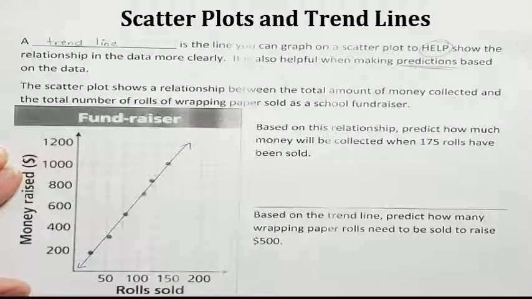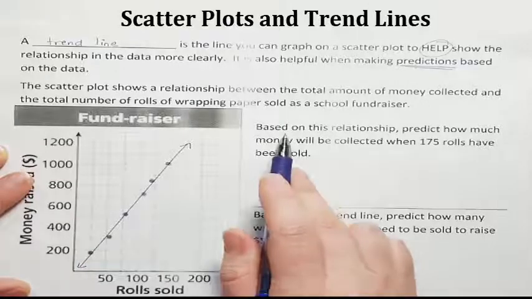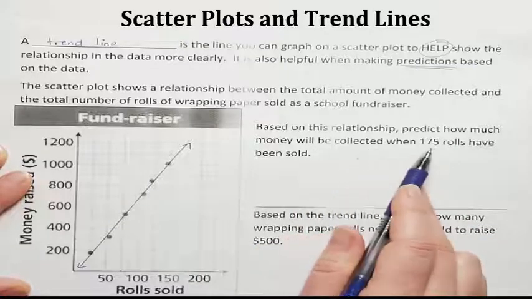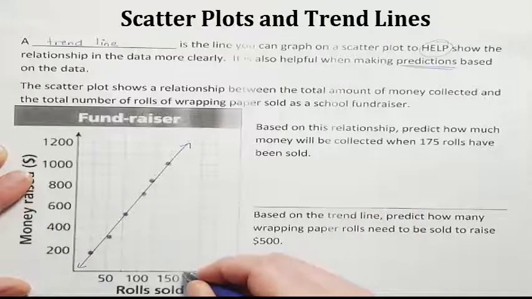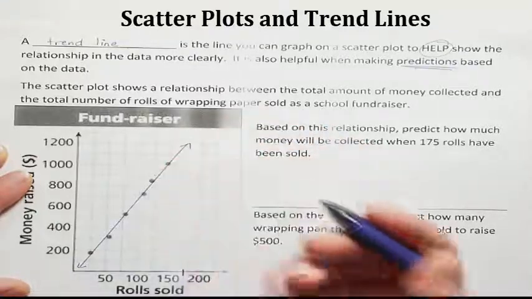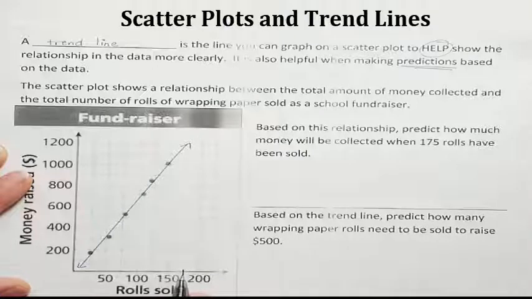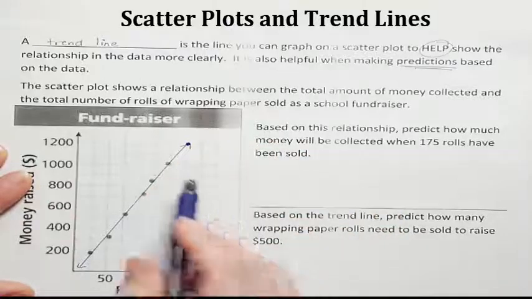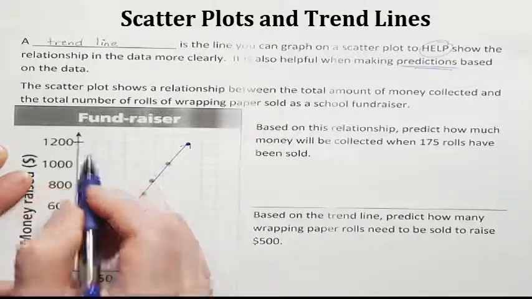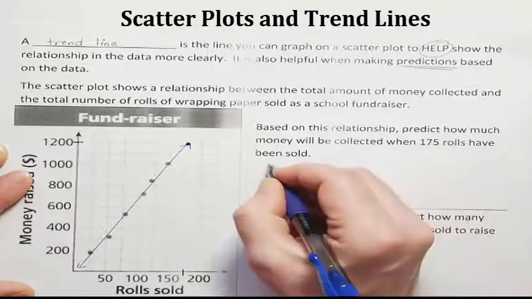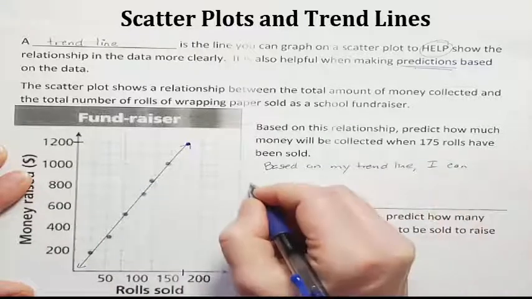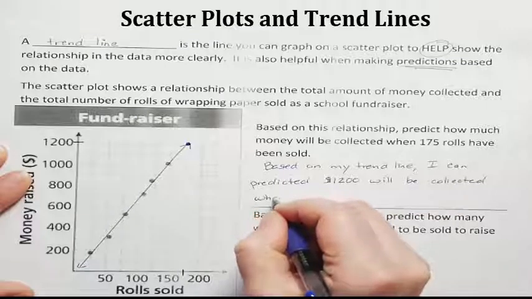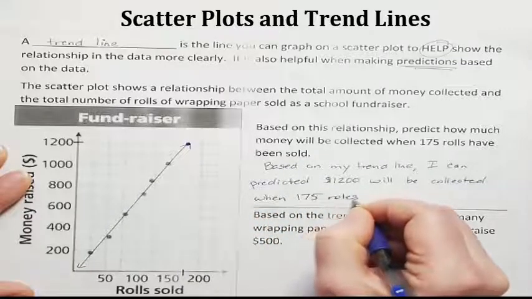So now look at this trend line. Can we predict how much money will be collected when I sold 175 rolls? If the trend line was not there, I would have had no idea because there's no dot there. But now that I have a trend line, 175 rolls is right here. Go up. I ran into my trend line right there. So I can make a prediction that I would have made $1,200. Based on my trend line, I can predict that $1,200 will be collected when 175 rolls are sold.